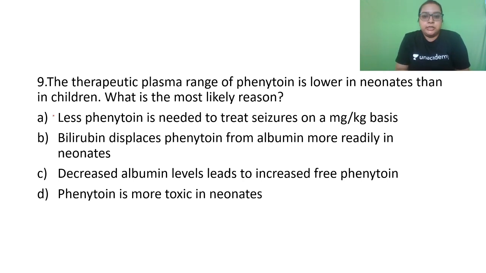Now solve this another pharmacology based question in pediatrics. The therapeutic plasma range of phenytoin is lower in neonates than in children. What is the likely reason? A, less phenytoin is needed to treat seizures on a milligram per kg basis. B, bilirubin displaces phenytoin from albumin more readily in neonates. C, decreased albumin levels lead to increased free phenytoin, and phenytoin is more toxic in neonates. So, can you tell me what the answer could be over here?